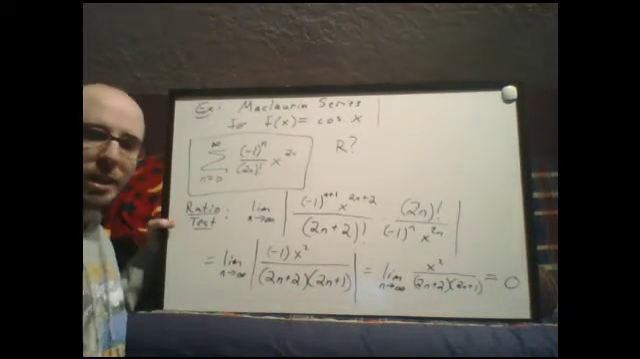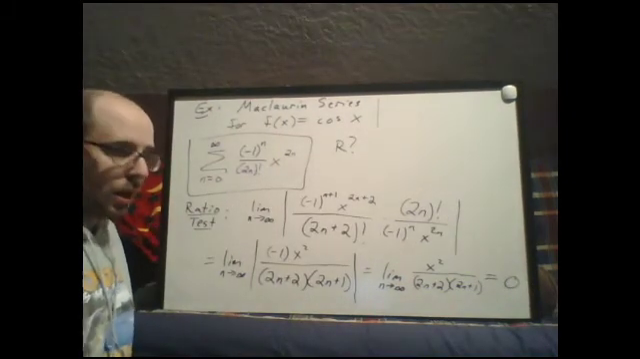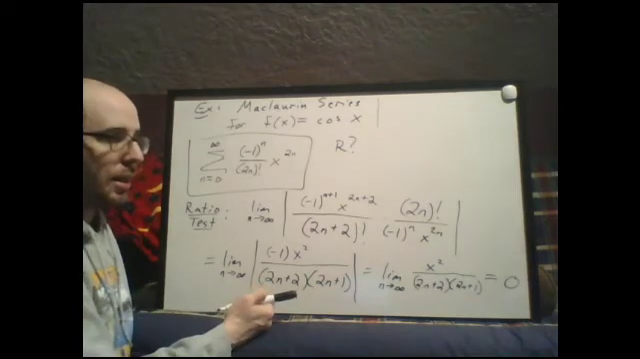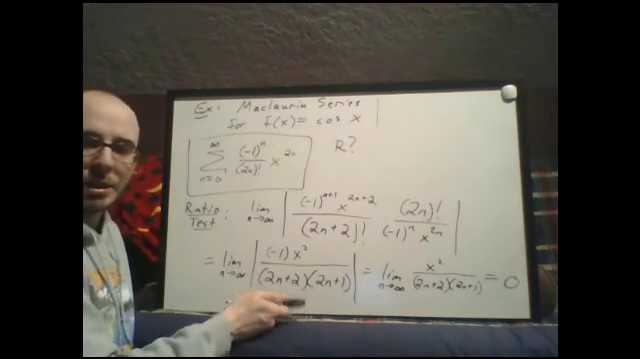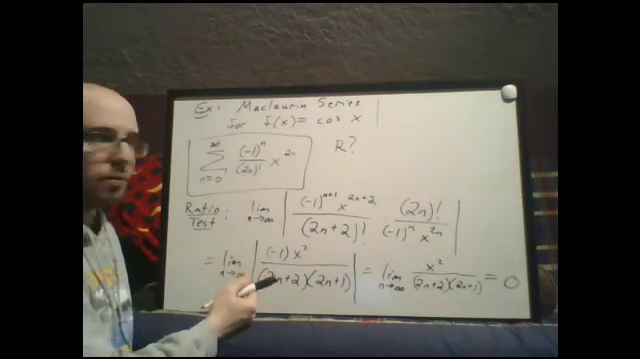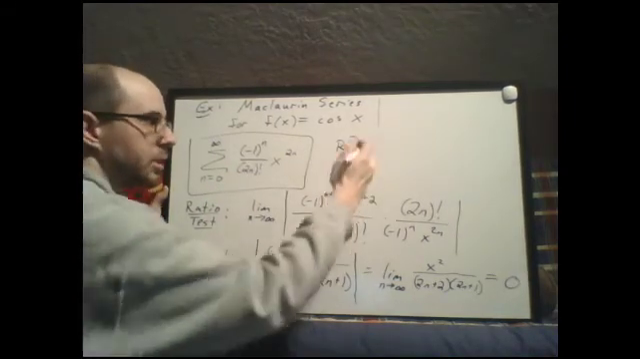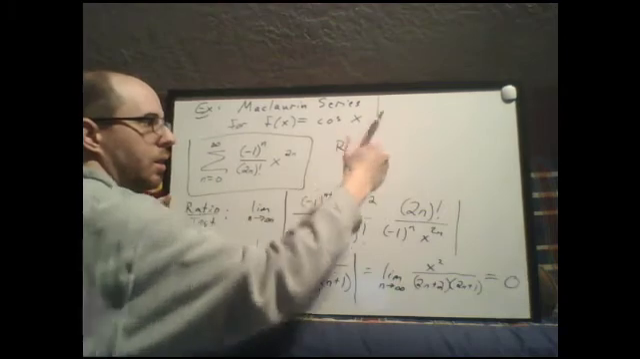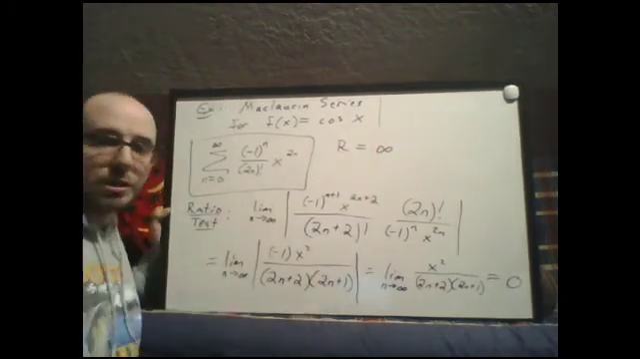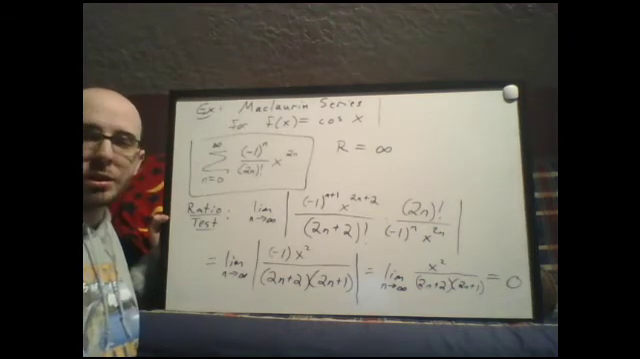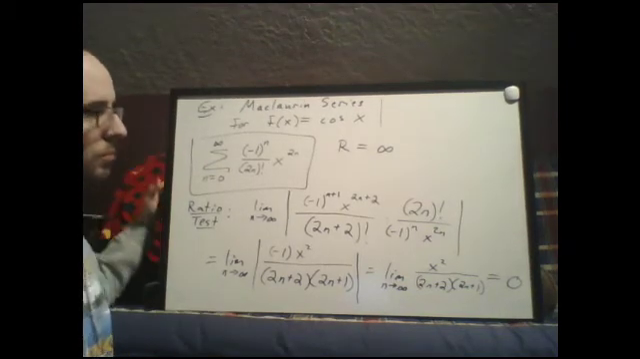And in the ratio test, if our answer is less than 1, which 0 is, that tells us this is definitely convergent. It doesn't matter what x is, this series is convergent. So our radius, r, is infinity. We have convergent no matter what x is, so it's convergent for all values of x.